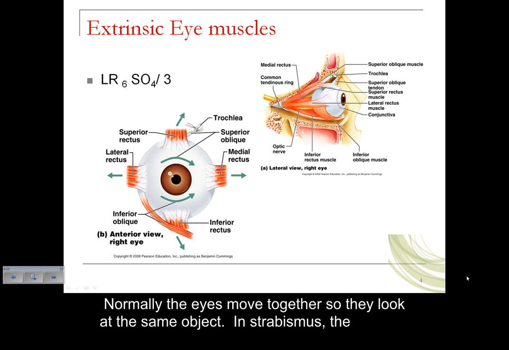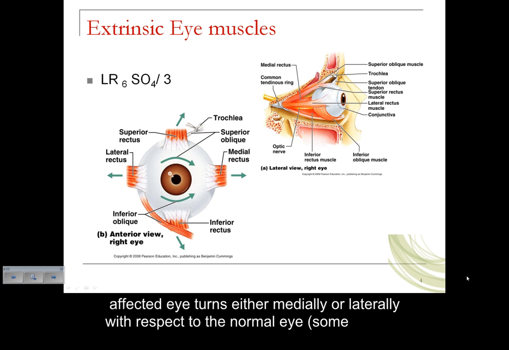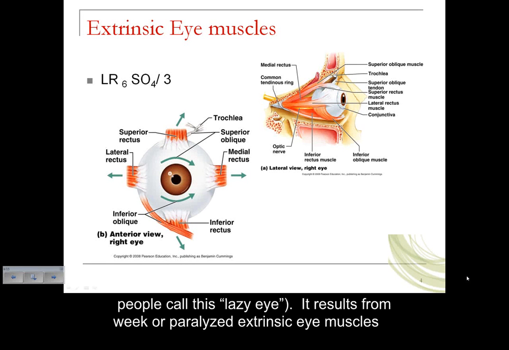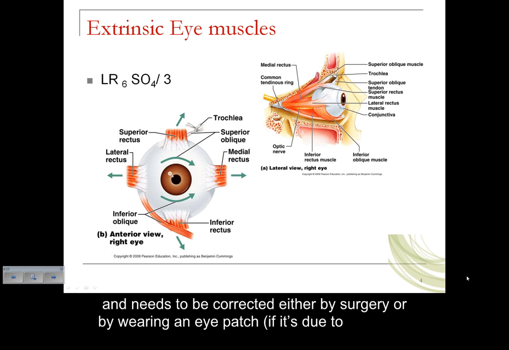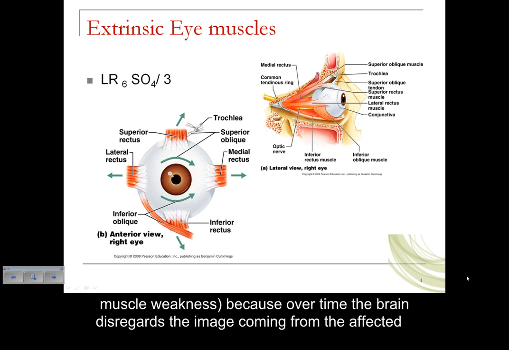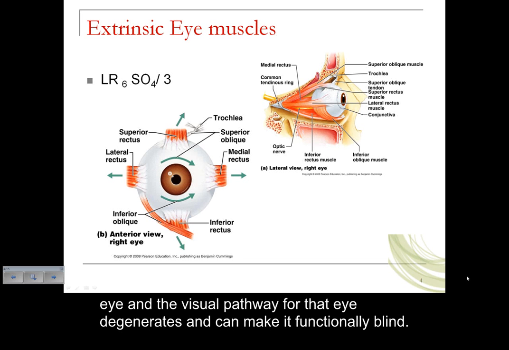Strabismus is the misalignment of the eyes. Normally, the eyes move together so they look at the same object. In strabismus, the affected eye turns either medially or laterally with respect to the normal eye. Some people call this, quote, lazy eye. It results from weak or paralyzed extrinsic eye muscles and needs to be corrected either by surgery or by wearing an eye patch, if it's due to muscle weakness. Because over time, the brain disregards the image coming from the affected eye, and the visual pathway for that eye degenerates and can make it functionally blind.